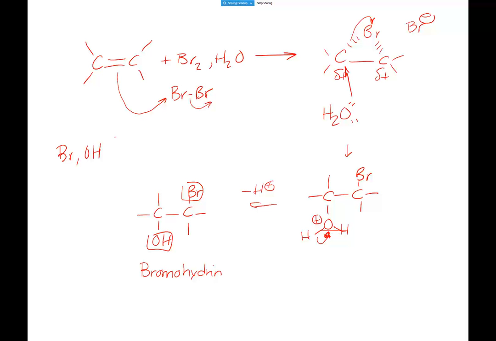Now, stereochemistry-wise, how did the Br and the OH add? Trans. Why? Because I still went through my triangular bromonium ion.